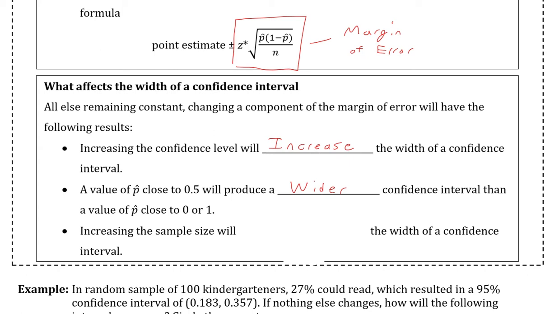Lastly, increasing the sample size will decrease the width of the confidence interval. This is much easier demonstrated since we see the sample size in the standard error as a division. So if we have a larger sample size, then we will divide by a larger value, which makes the overall margin of error smaller.